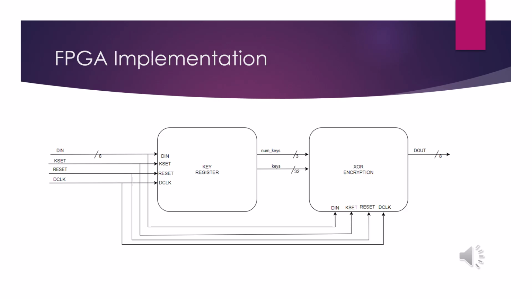This is where all the fun happens. The module itself can be reset through the reset line, and then, while keeping the K-set and D-clock lines high, our input data is fed through the DN line. This is then iteratively encrypted using the keys through the XOR algorithm and is made immediately available through our output data line.